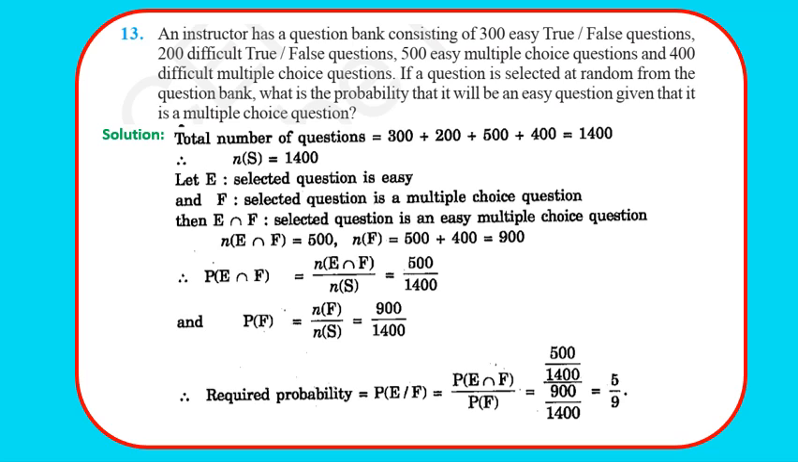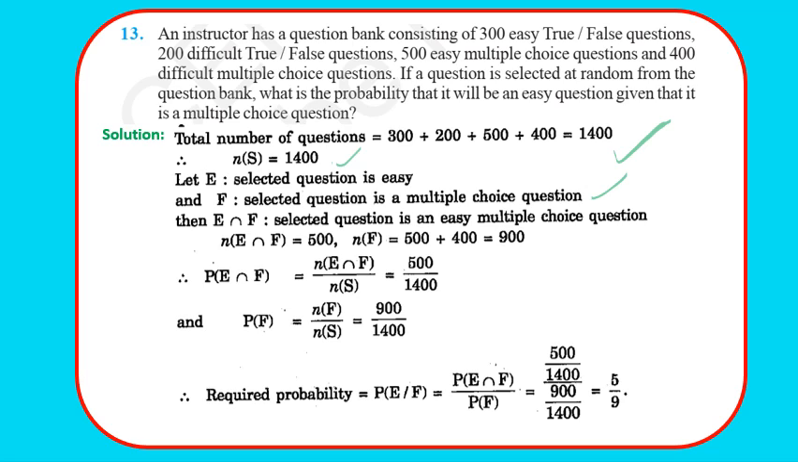Moving to question 13. An instructor has a question bank consisting of 300 easy true-false questions, 200 difficult true-false questions, 500 easy multiple choice questions, and 400 difficult multiple choice questions. If a question is selected at random from the question bank, what is the probability that it will be an easy question given that it is a multiple choice question? Now the total number of questions is 1400. So n(S) is 1400. Let E be that the selected question is easy, and F that the selected question is an MCQ.